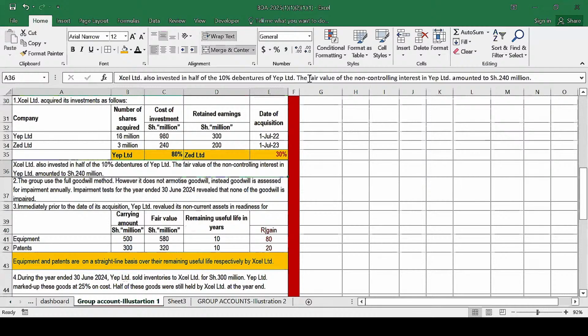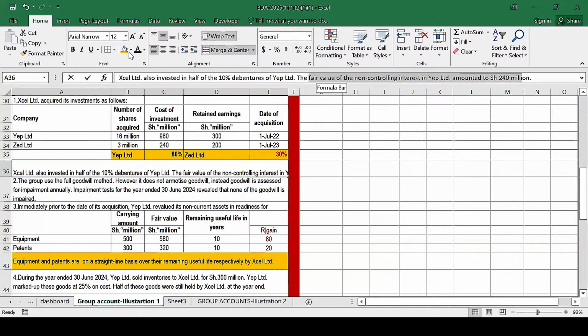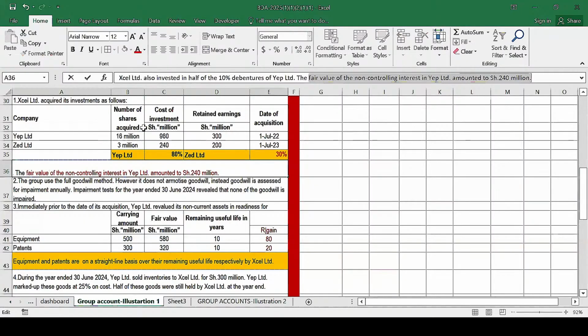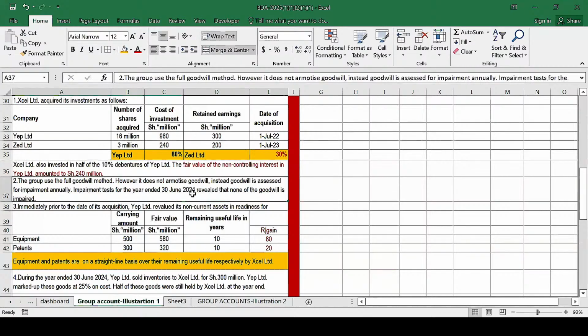And automatically, once you're given this NCI at fair value, you have to recall why you are given that value. You are given that value for you to compute the goodwill using which method? The full goodwill method. Anytime you're given the NCI at fair value, you have to compute the goodwill using the full goodwill method. So therefore, in relation to YEP here, we're going to compute the goodwill using the full goodwill method. That is the first thing which we need to know.